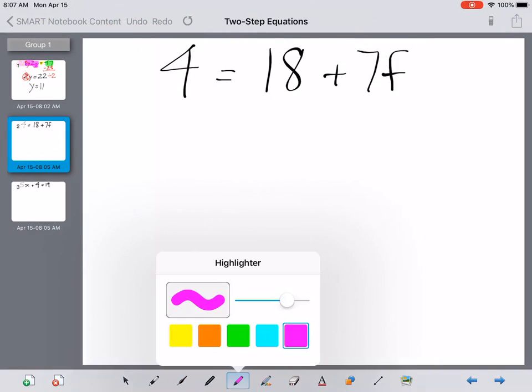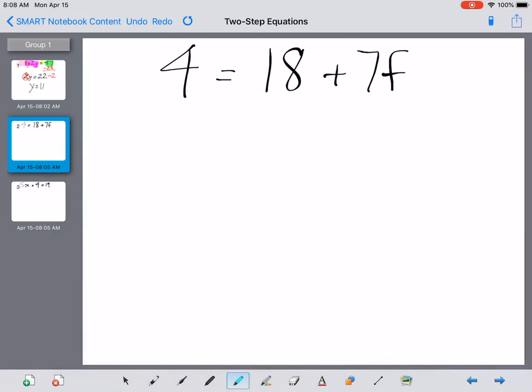So once again, take a look at the side that has the variable term on it. Which side is it? Is it the left or the right? Well, here's the left side. I only see a constant of 4 over here. Here's the right side, and I do see a variable term, 7f, over here. So we're going to focus on that side.